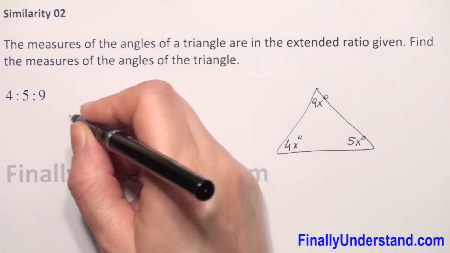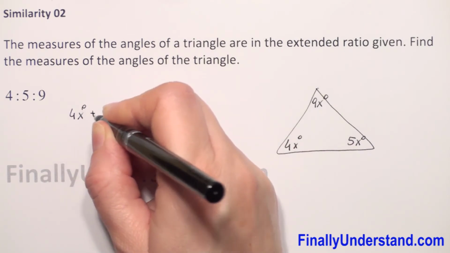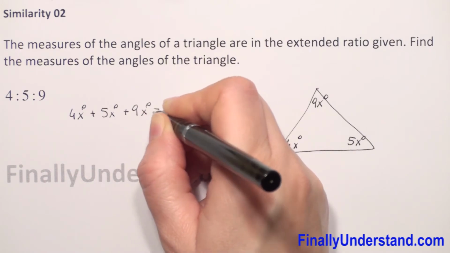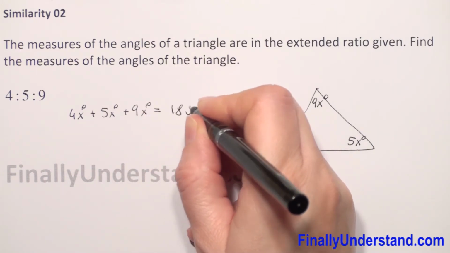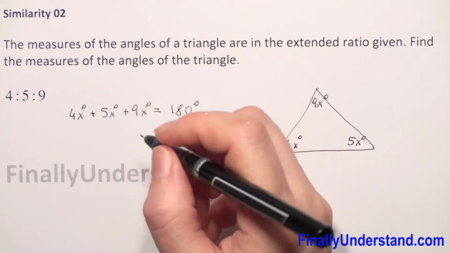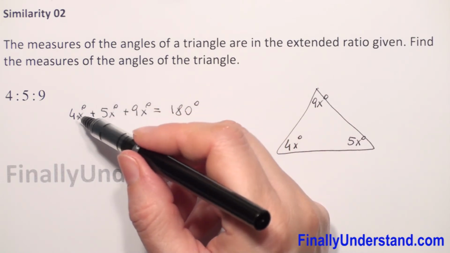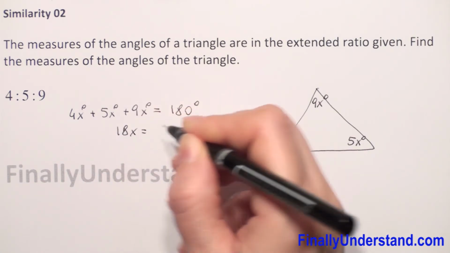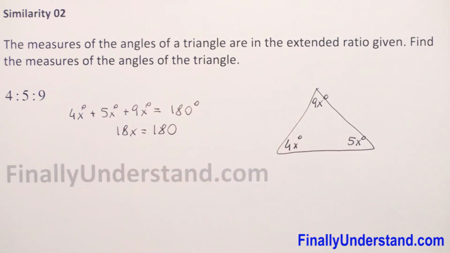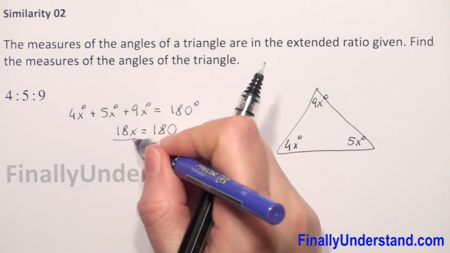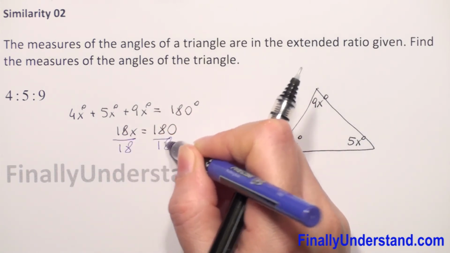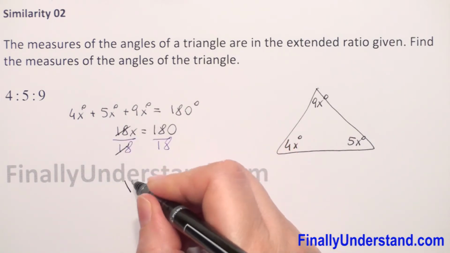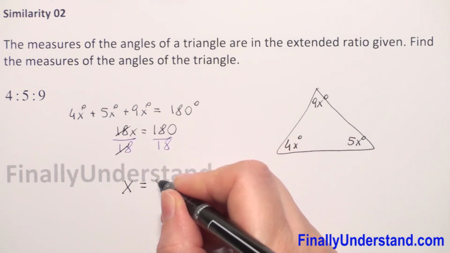So we can write that 4x degrees plus 5x degrees plus 9x degrees is equal to 180 degrees. Let's forget about degrees. So we will have 4 plus 5 is 9, plus 9 is 18x. This is equal to 180. Now we will divide both sides by 18. 18 and 18 we can reduce, and we have that x is equal to 10.